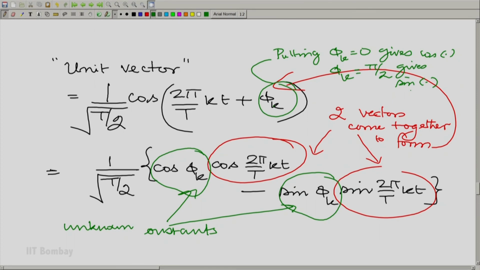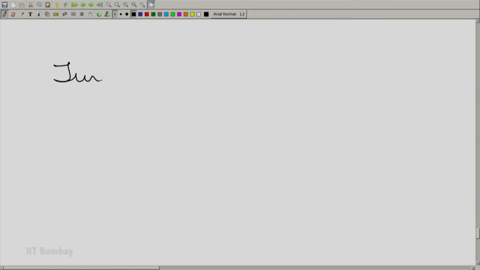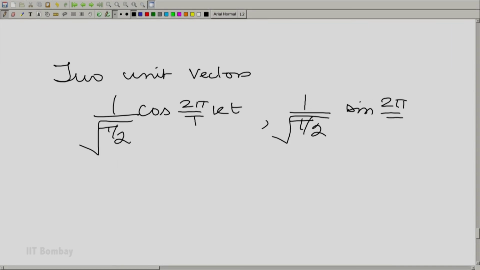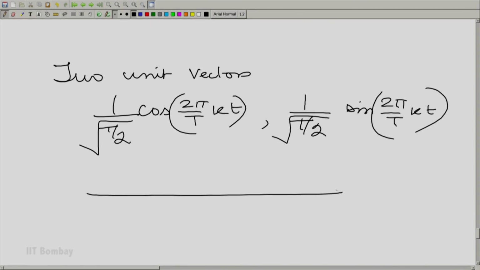I know what these unit vectors are, let me write that down. The two unit vectors are essentially cos 2 pi by T kt divided by the square root of T by 2, and sine 2 pi by T kt divided by the square root of T by 2. Now, we are all set to find the components in the next session, and we will do that.